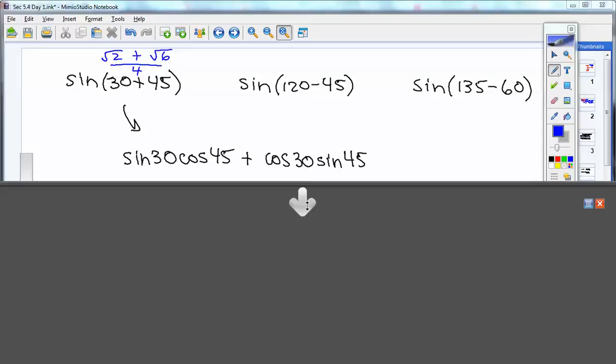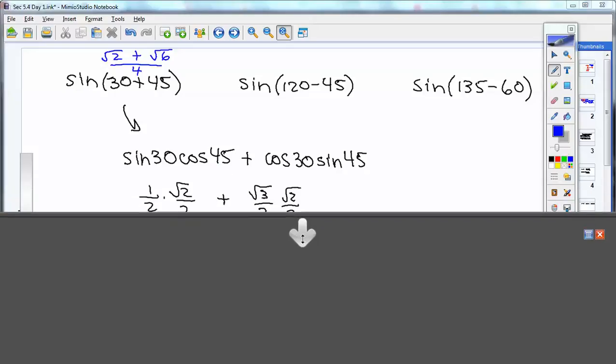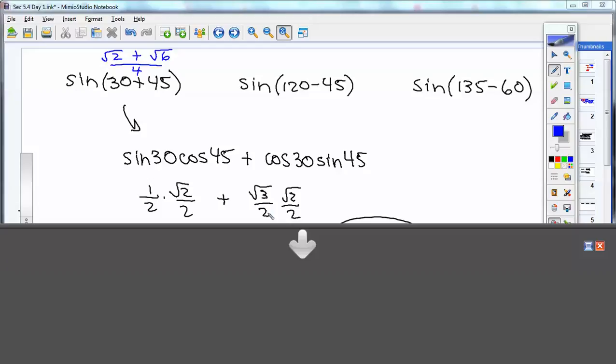Sine 30, cosine 45, plus cosine 30, sine 45, right? That's how the formula worked, right? So double check your sines, okay? Sine 30, cosine 45, plus cosine 30, sine 45. What's sine of 30? 1/2. What's cosine of 45? Root 2 over 2. Cosine of 30 is root 3 over 2. Sine of 45 is root 2 over 2.